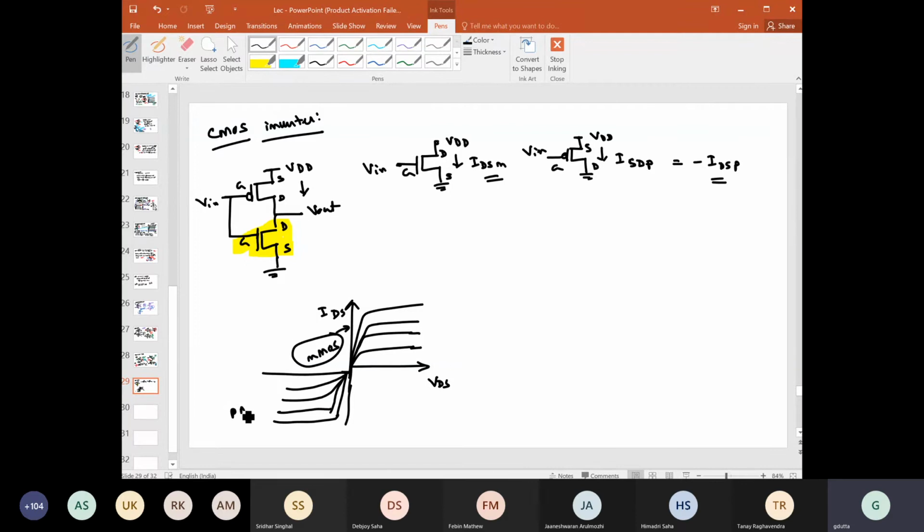Right, this is for PMOS. Why is this current plotted negative? Because here this IDS is basically I of SD, right? And we are plotting it against VDS, which for PMOS is basically V of SD, right? So it should be on the third quadrant instead of being plotted on the first quadrant, right?